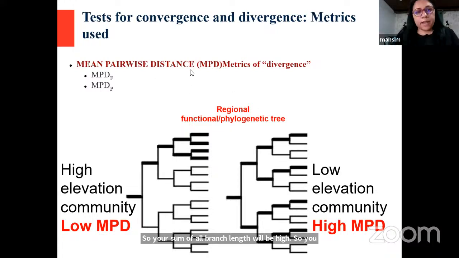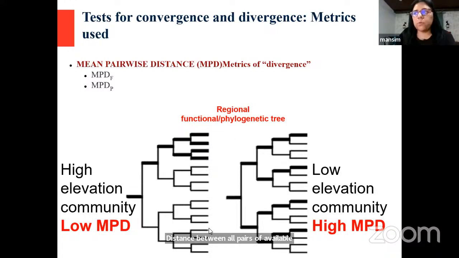So this metric that I have used for quantifying dispersion or convergence is known as mean pairwise distance, or MPD. So two kinds of metrics here, MPD-F for functional and MPD-P for phylogenetic distance. As the name suggests, it's just mean pairwise distance. So the distance between all pairs of available species.